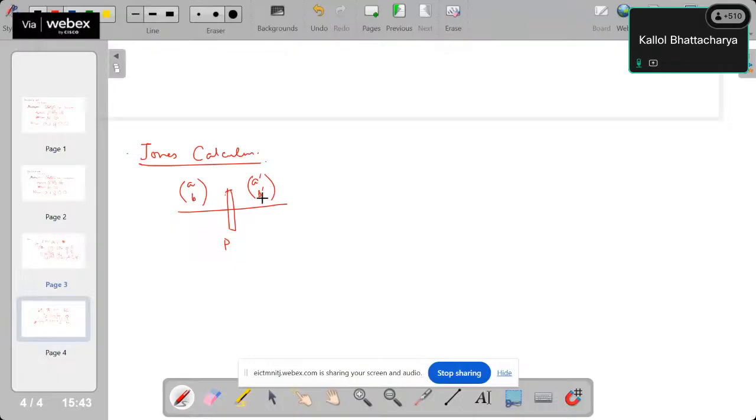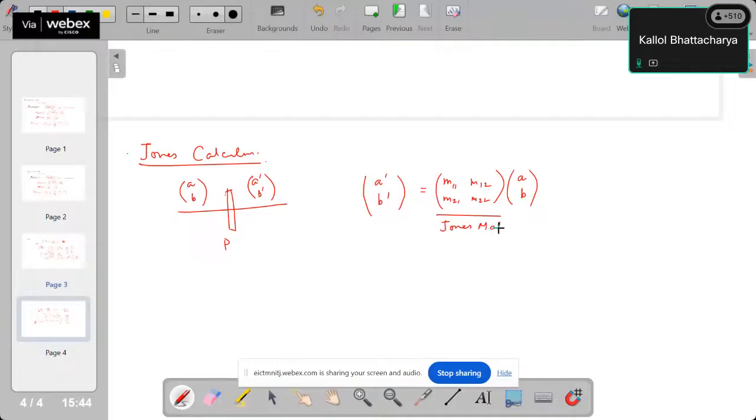But if you want to write an equation relating (A, B) and (A', B'), what we need to write is that the output Jones vector (A', B') must be obtained by multiplying the input Jones vector (A, B) with something. And this must be a 2 by 2 matrix. So let us write it as M11, M12, M21, and M22. This matrix is called the Jones matrix.